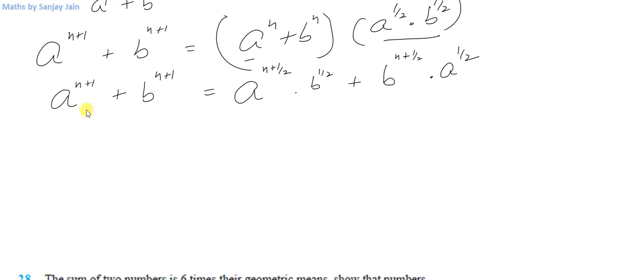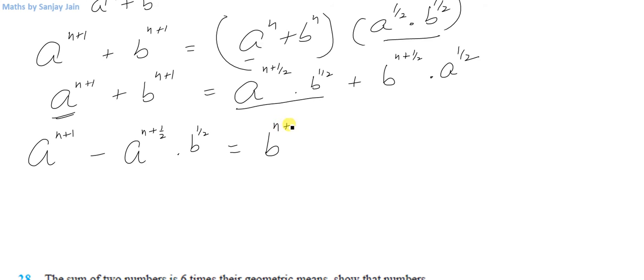Okay, now what I am doing is taking these two terms on one side and the rest of the terms on the other side just to do the manipulation. So a raised to power n plus 1 minus a raised to power n plus half into b raised to power half is equal to b raised to power n plus half into a raised to power 1 by 2 minus b raised to power n plus 1.